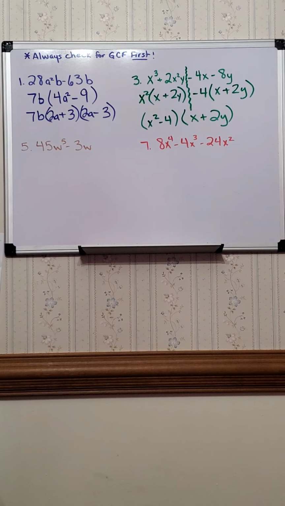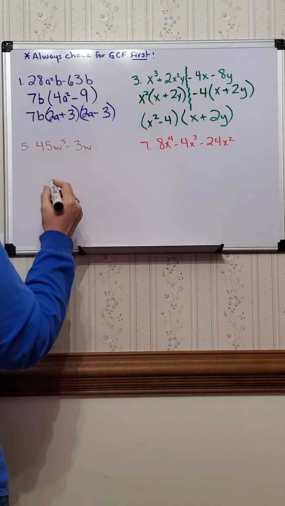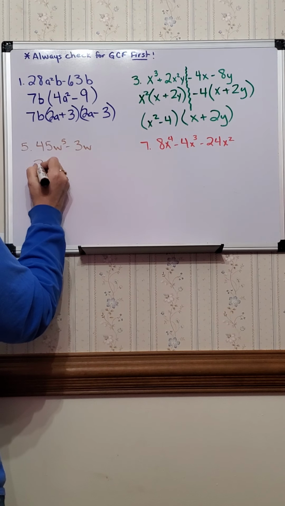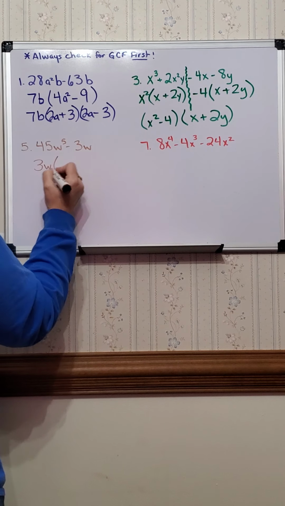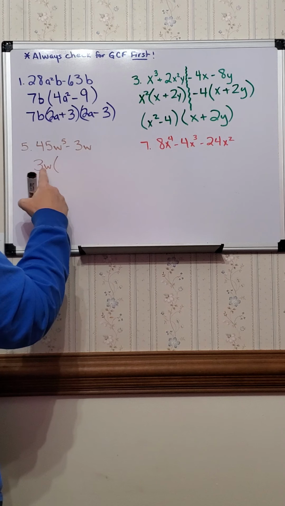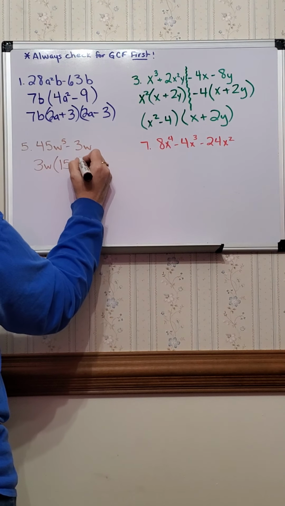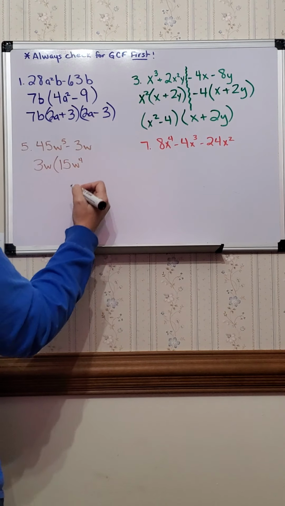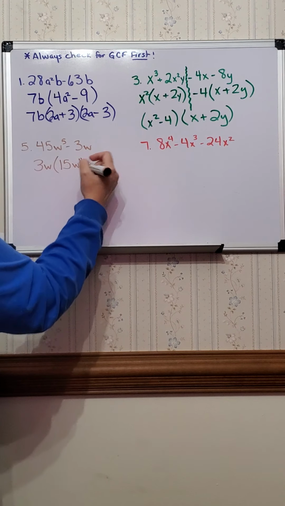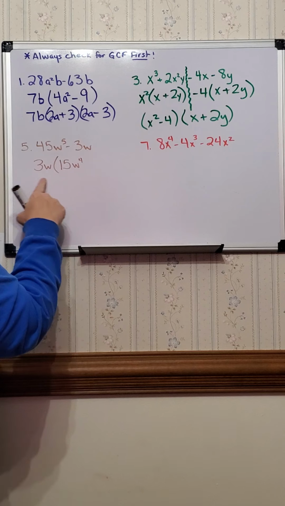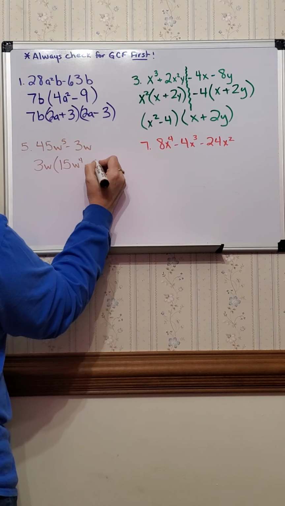Let's look at number 5. When I look at number 5, I say, I can bring a 3 out and a w out. But what is that going to leave me? So 45 divided by 3 is going to leave me 15. I'm going to have 4 w's left. And this is a negative 3w, but I've pulled out a 3w here. That's going to leave me a negative 1.